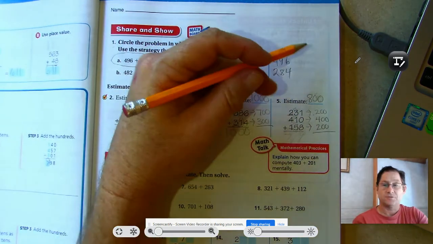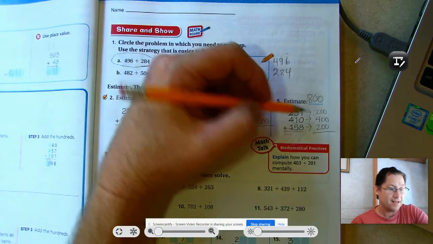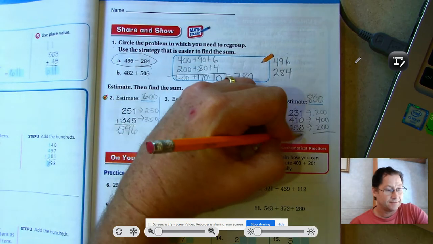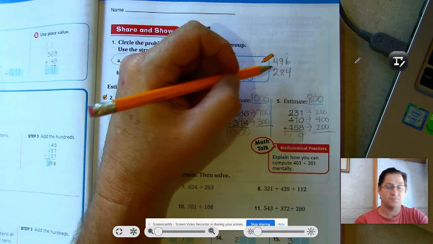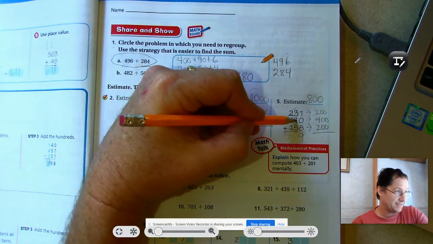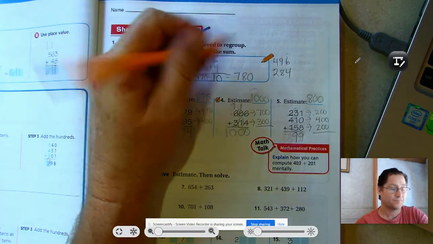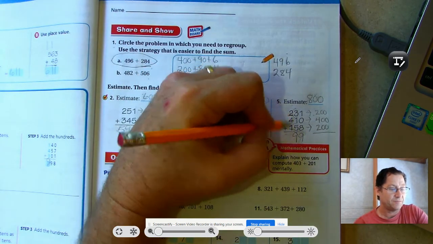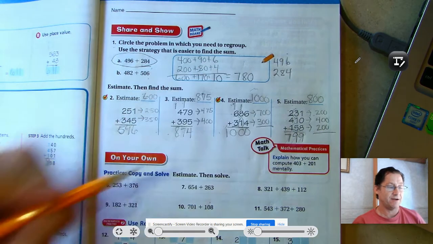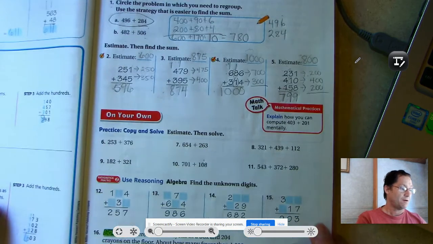All right, so step 1, we're adding the 3-digit numbers. 8 and 1 is 9. No need to regroup. 5 and 1 is 6. Plus 3 more is 9. No need to regroup. 4 and 2 is 6. Plus 1 more is 7. 799 is close to our estimate of 800. All right, let's continue.